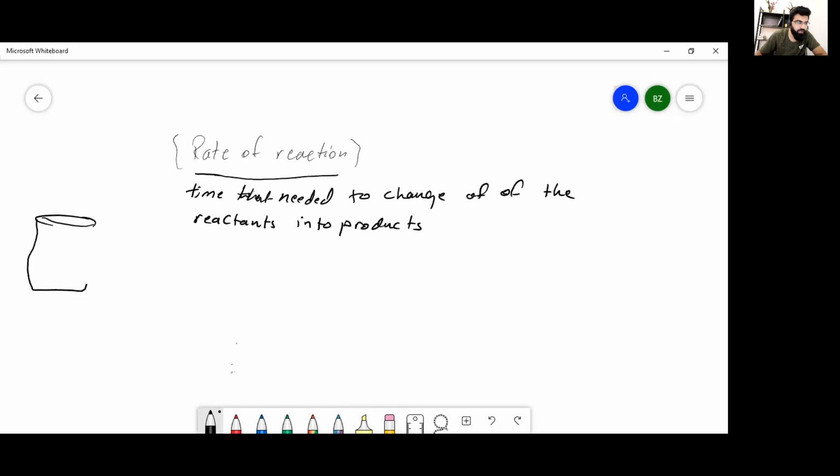Now, if we put two chemicals together as reactants, these chemicals and these chemicals will react together to become a product. So here we have the reactants, and here we have the products. Now the product is supposed to be, let's say, like that.